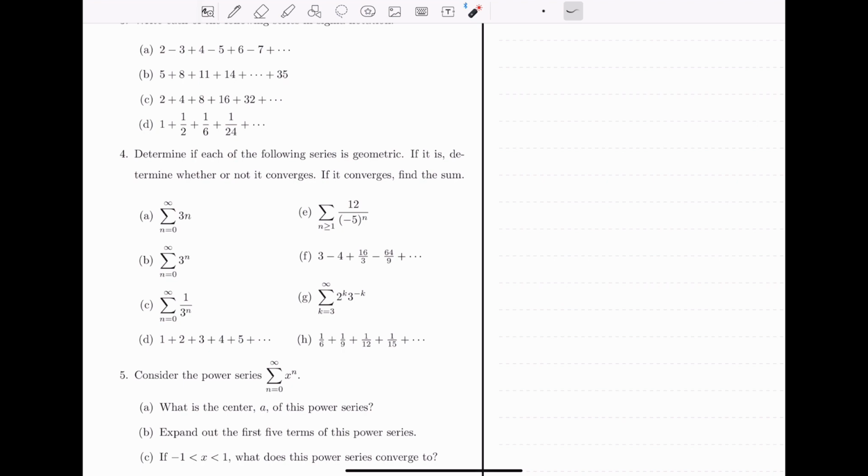In example 4, we have a bunch of series listed out. And our first step is going to be to determine whether or not the series is geometric. If it is geometric, we want to find the common ratio to help us to determine if the series converges. If the common ratio has an absolute value of less than 1, then the series will converge and we will want to find the sum. So let's practice on these different series.